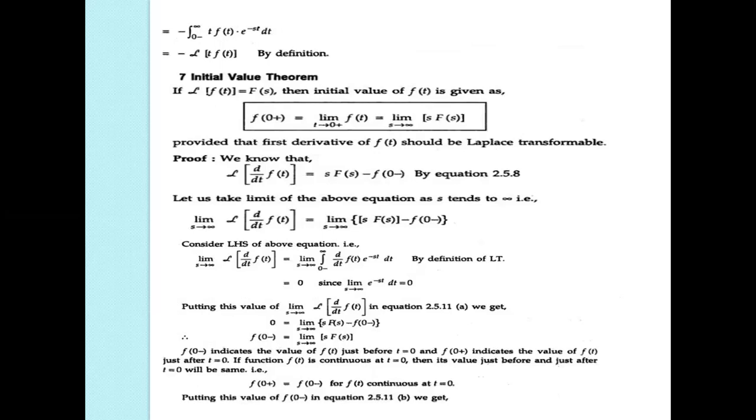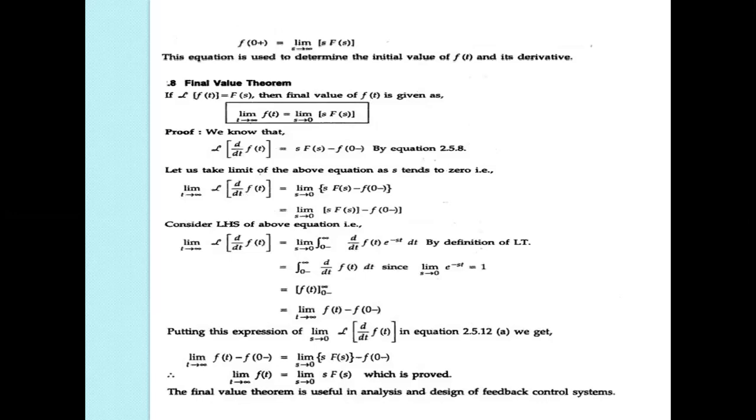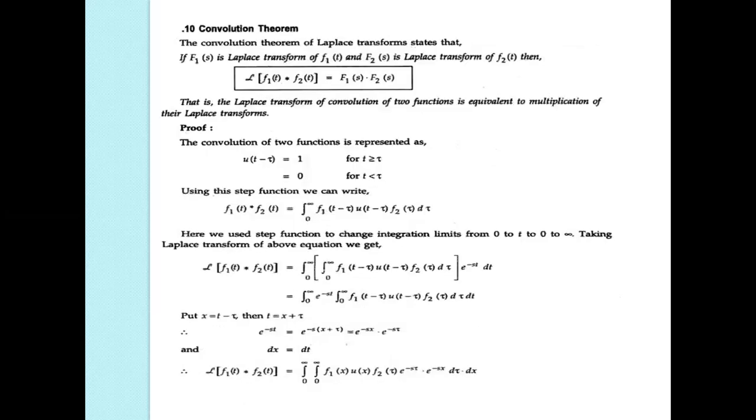It is very important, and you have to use the bilateral Laplace transformation for the derivative of a time domain signal to prove the initial value and also the final value. So the seventh and eighth are the initial and final value theorems. And the ninth one is the convolution theorem, my dear students.